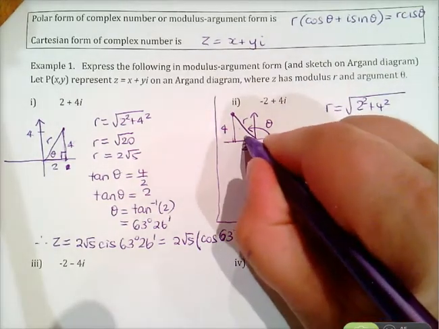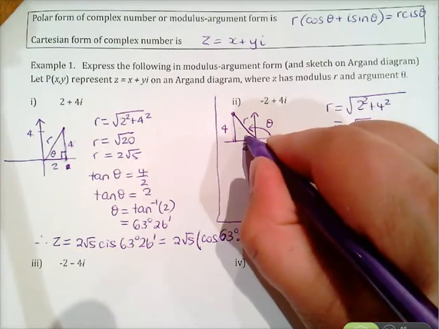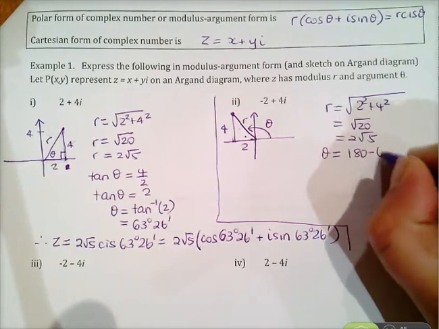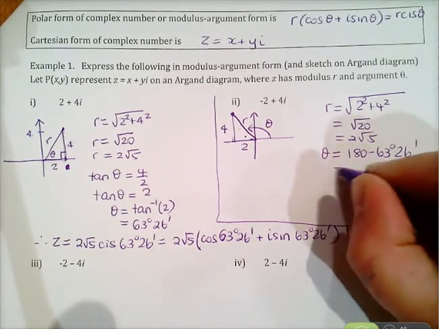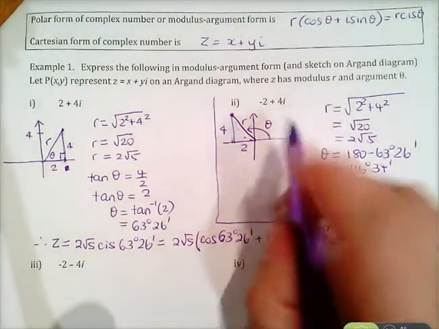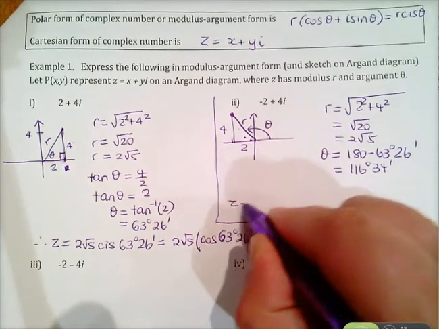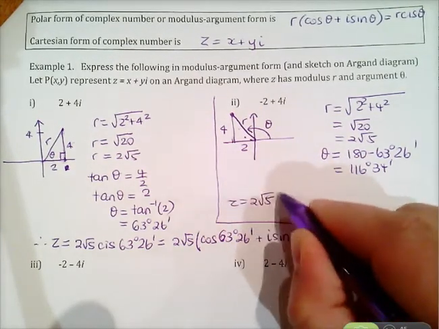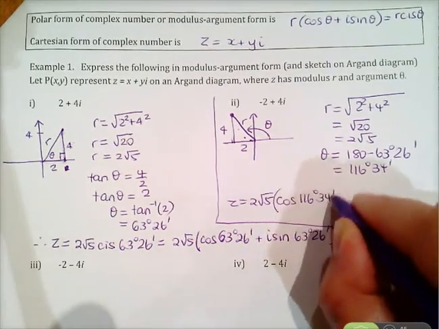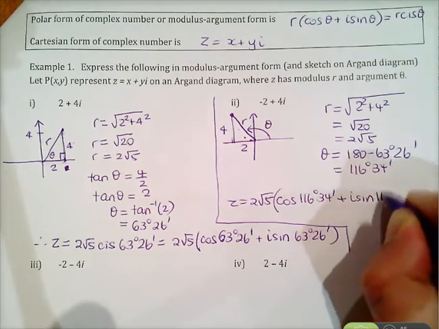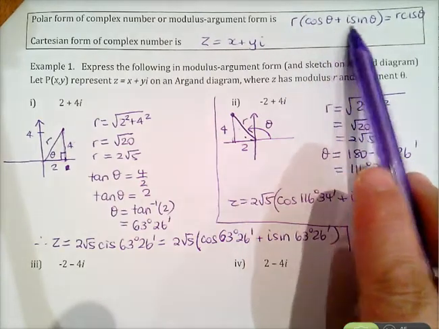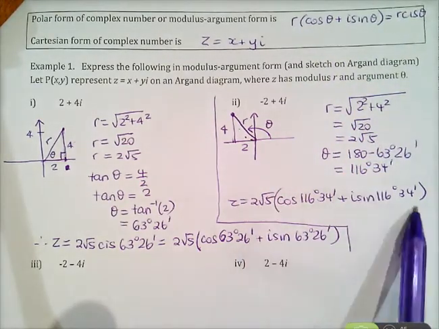Now we know that this angle here from before is 63 degrees 26 minutes. So therefore our theta here is 180 minus 63 degrees 26 minutes, which is 116 degrees 34 minutes. And so therefore our complex number z in this case is 2 root 5. I'm not going to write cis, I'm going to do the expanded form, cos of 116 degrees 34 minutes plus i sine 116 degrees 34 minutes. So remember, it's r bracket cos theta plus i sine theta. Don't forget to put the bracket.